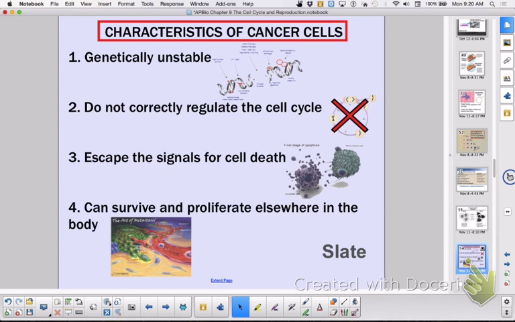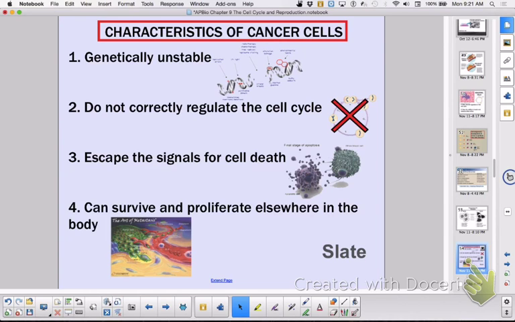Some other characteristics, like the ones listed here: they are genetically unstable. Their DNA is in disrepair and it's not getting fixed, and we'll talk about that. They're not controlling the cell cycle. They escape the signals for cell death. They will not go through apoptosis. The DNA that codes for apoptosis, like the P53 gene, has somehow been disabled, and so even though the cell's gone bad, it's not destroying itself. They can survive and proliferate in other places. The unspecialization probably helps them with that, because they can move to other tissues and make it there.